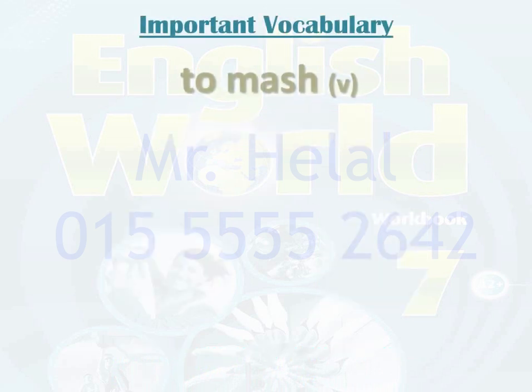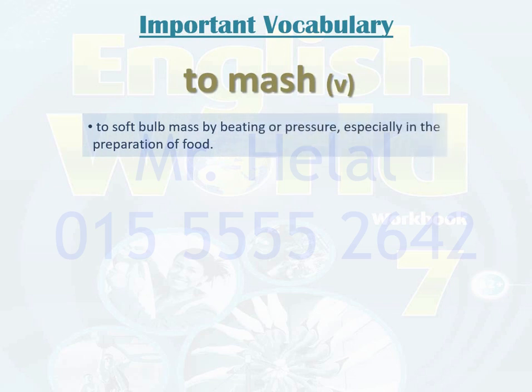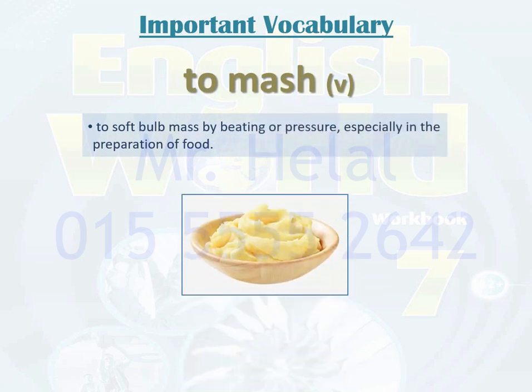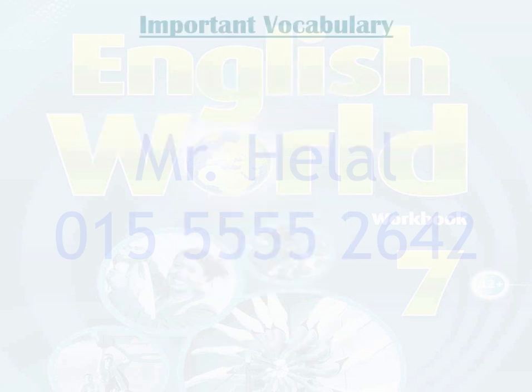To mash. To mash is a verb which means to soften into a bulb mass by beating or pressure, especially in the preparation of food. mash معناها يهرس الحاجة عن طريق الضرب أو عن طريق الضغط، وخصوصا في عملية تجهيز الأكل. Example: I like fried eggs with mashed potatoes. يعني أنا بحب البيض المقلي مع البطاطس المهروسة.